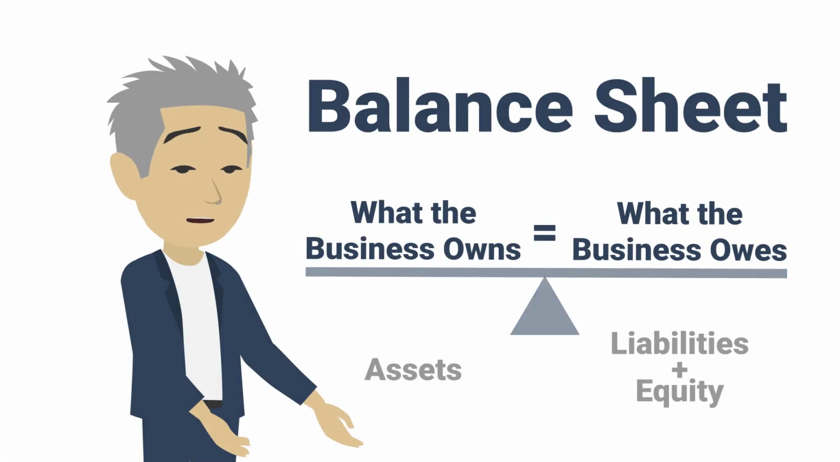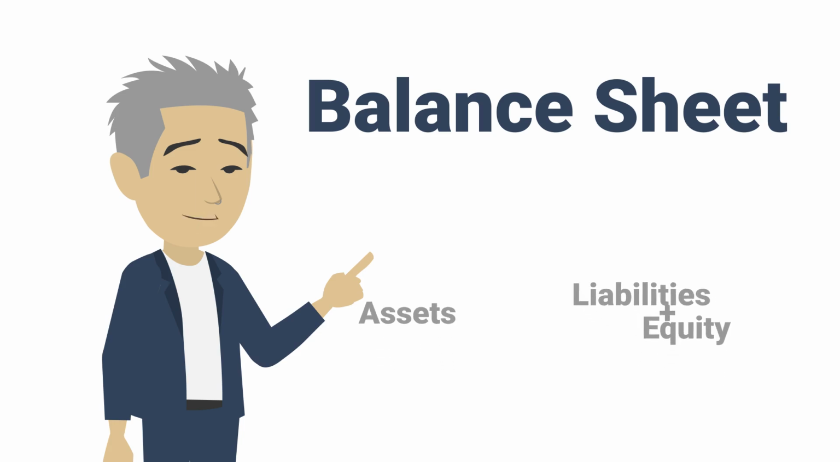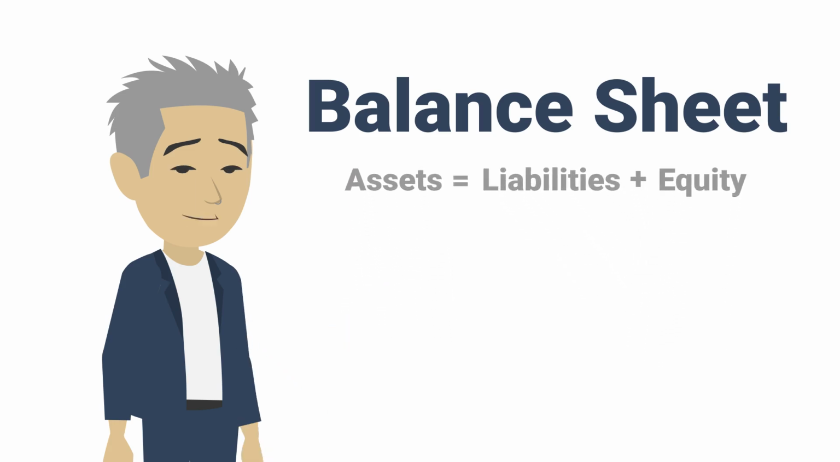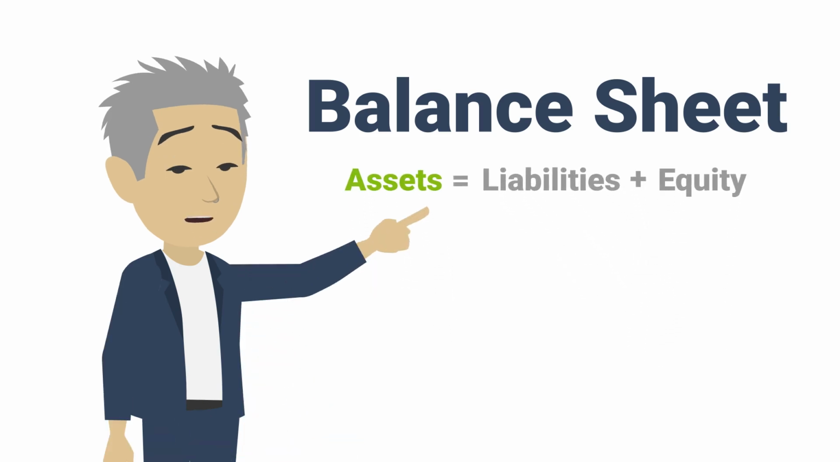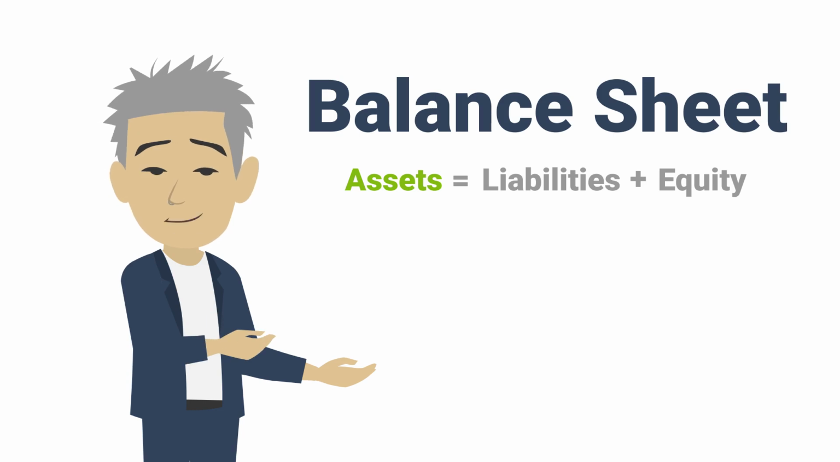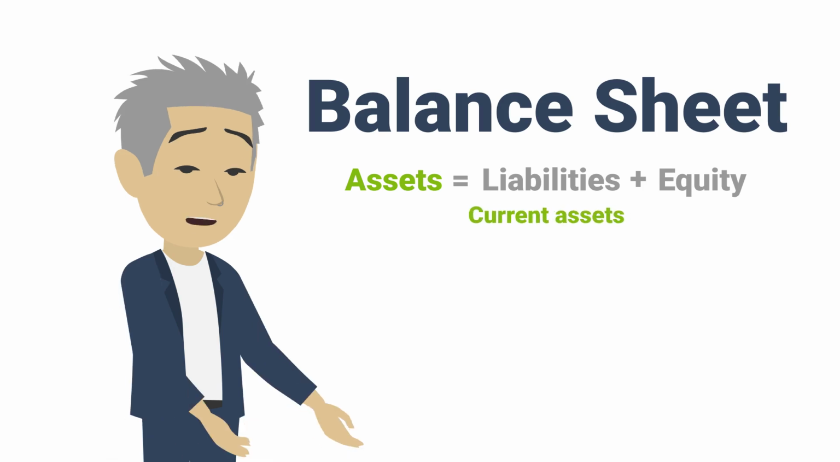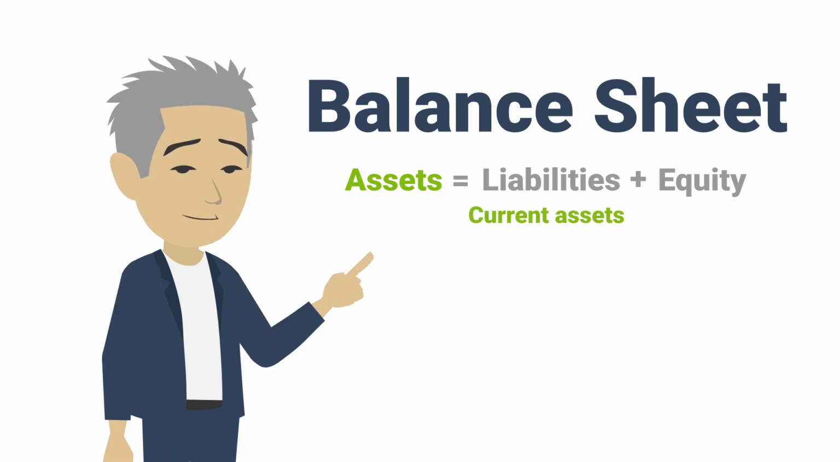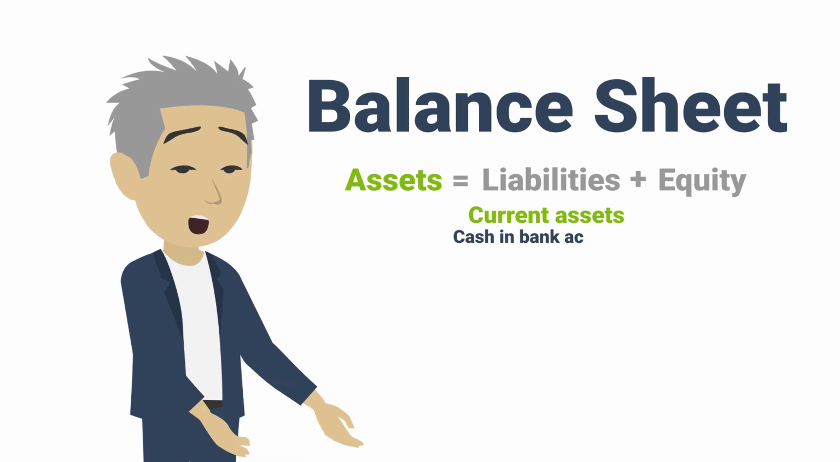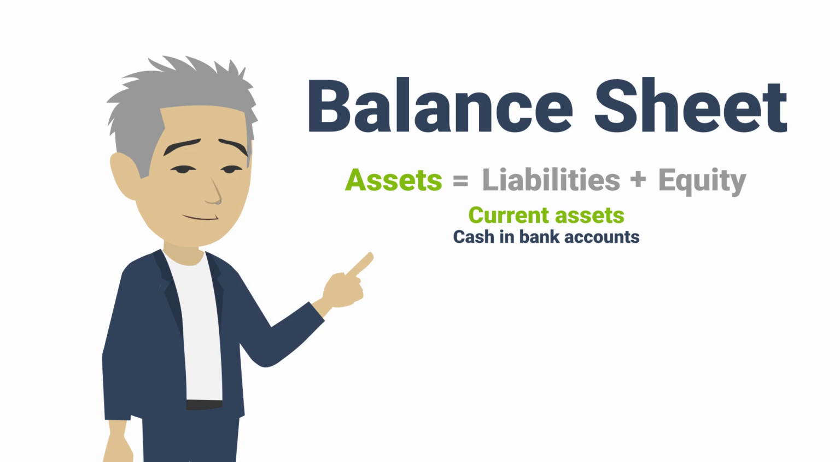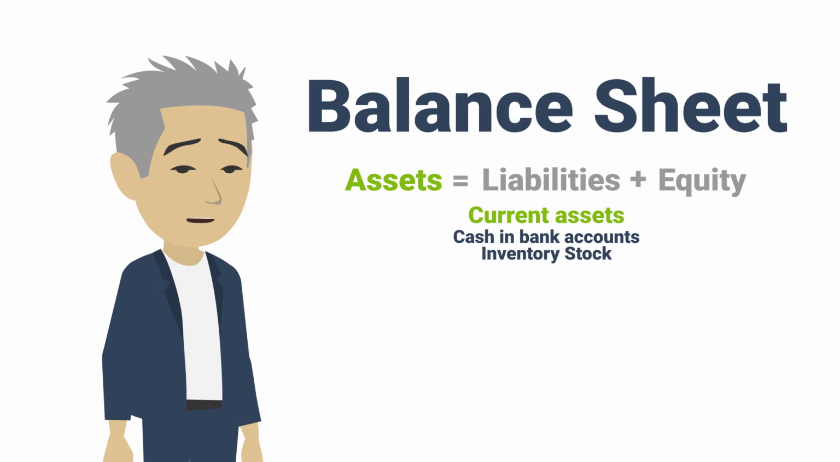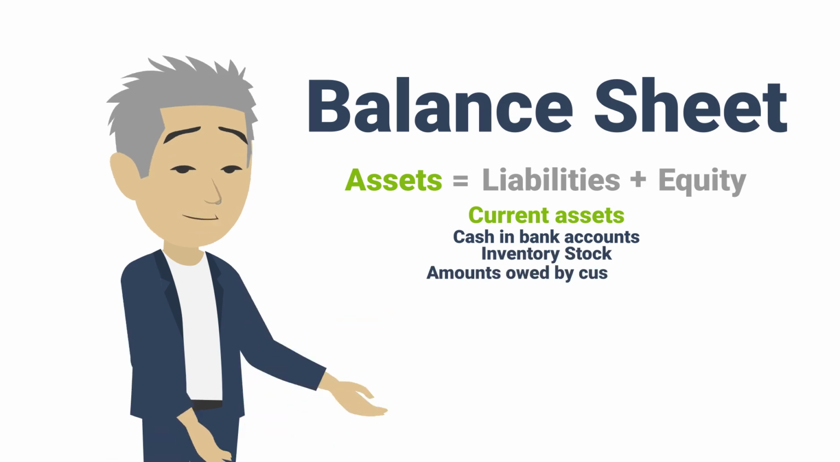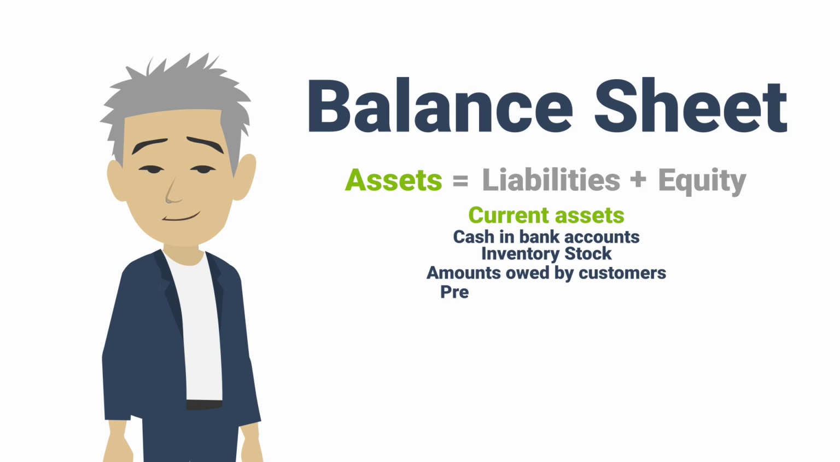Now we know what a balance sheet is. Let's have a closer look at the component parts, starting with the assets of the business. These are broken down into three types. The current assets are things that are, or can be converted quickly to, cash. Examples are cash in the business's bank account, inventory or stock that can be readily sold, amounts owed to the business by customers, and prepayments made to suppliers.